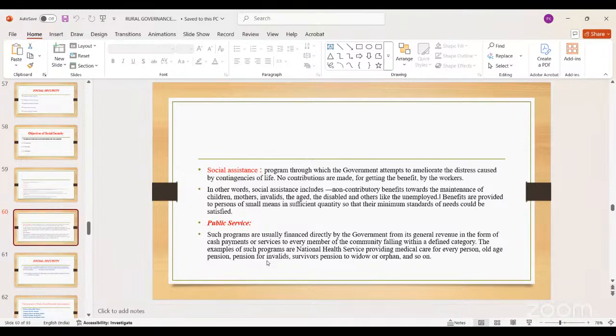Then the third is public service. Here, these are the programs where the government is providing public service to every member of the community falling within a defined category. For example, the targeted public distribution system is an example of public service. Okay. So these three terms I wanted to discuss with you.